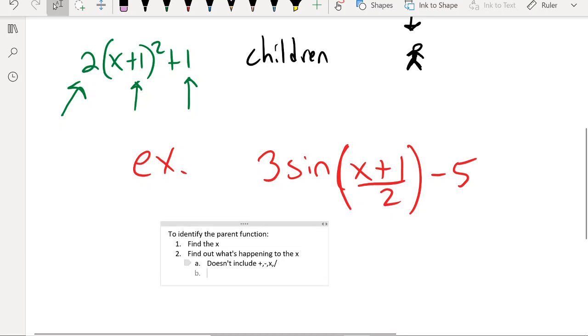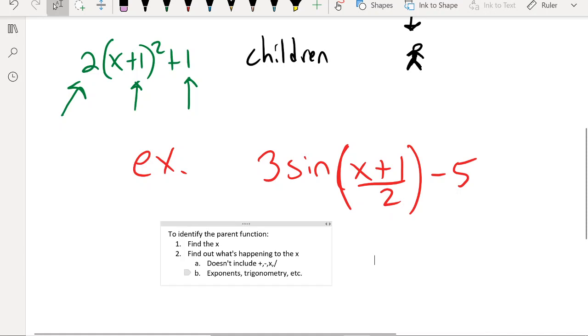So we're looking for squares, or I should say exponents, which would be squares and square roots, trigonometry, which is what I'm doing here in this case, 3 sine of x plus 1 over 2 minus 5. So the sine is what's happening. That's the thing. That's the parent function that creates the parent function. So exponents, trigonometry, etc. There's a bunch of different examples there.